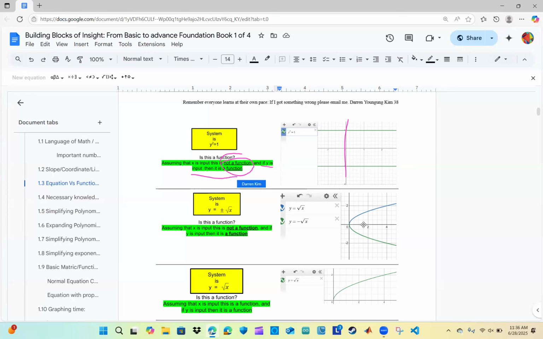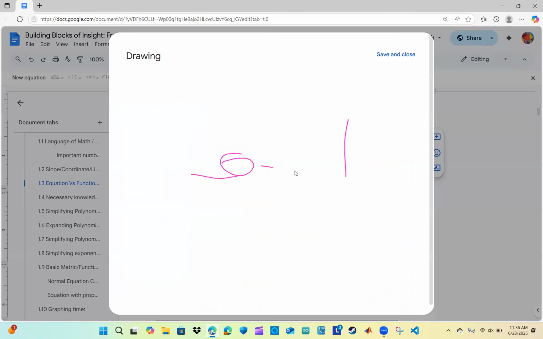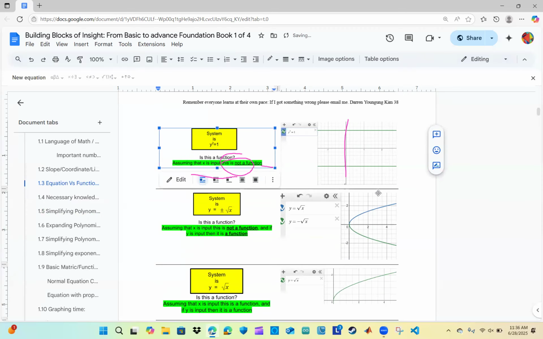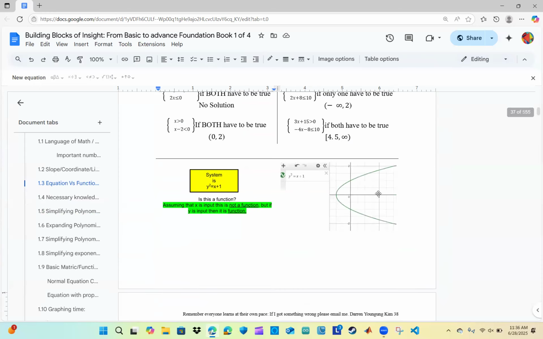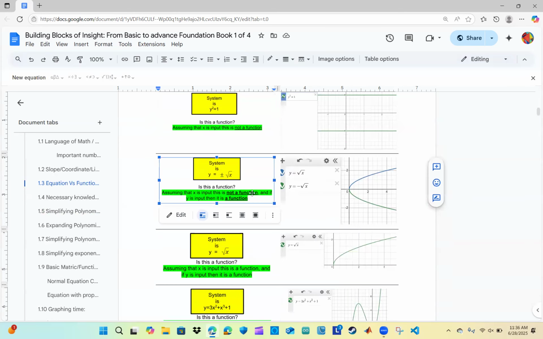If y is, there's no y in, oh, what am I writing here? There's no way to have a y input here. What was I thinking? There's no way to have a y input. I'm blaming myself because I made this a long time ago. Yeah, this is correct. If y is input, then it is a function, but this one doesn't have any way to do that.